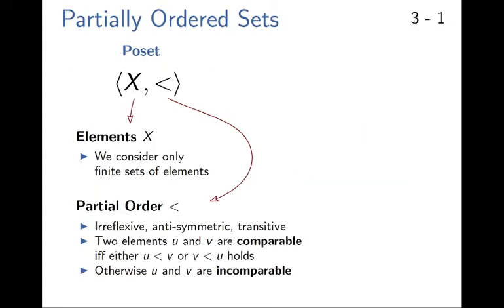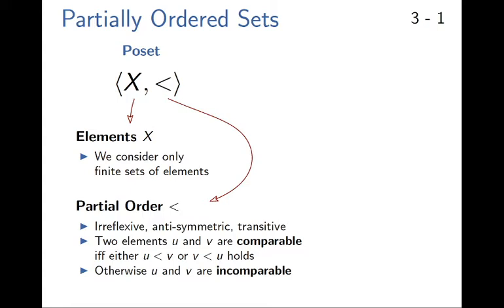Posets are short for partially ordered sets, and they consist of two things. So you have a set of elements, X, and these are just elements. The only thing we care about is that it's a finite set of elements, and we have a partial order on these elements given. Here we have a slightly different definition. We have a so-called strict partial order, and it has the properties of being irreflexive, antisymmetric, transitive.